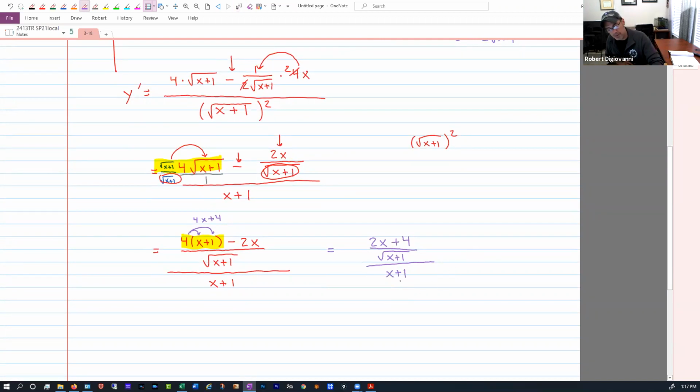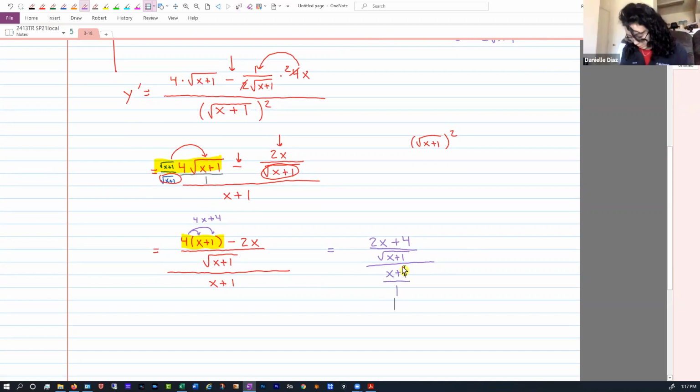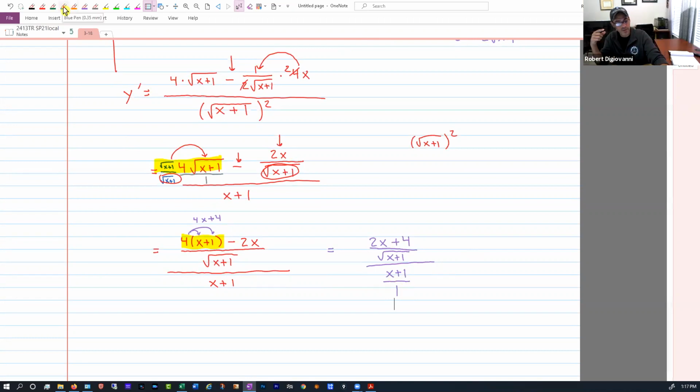So I'm going to do something else. I'm going to remember that if I have a fraction on top of a fraction, I can look at the bottom fraction as x plus 1 over 1. And now I can do the whole thing where you flip it. So this is where I bring this up as a 1 over x plus 1 and get rid of it down here.